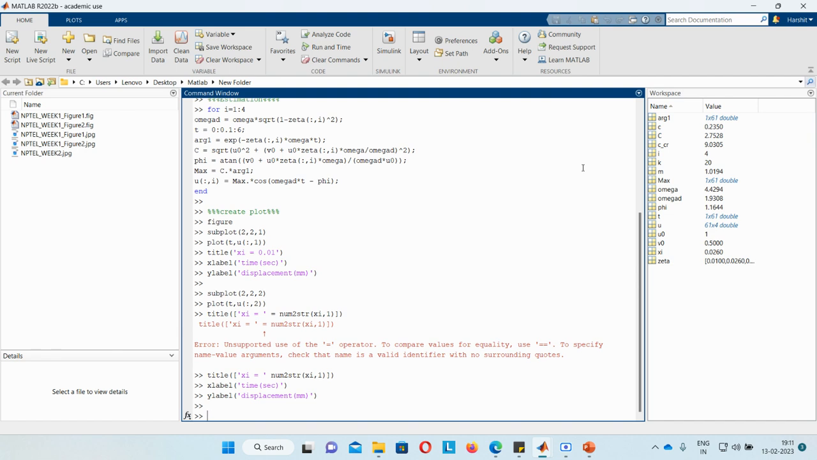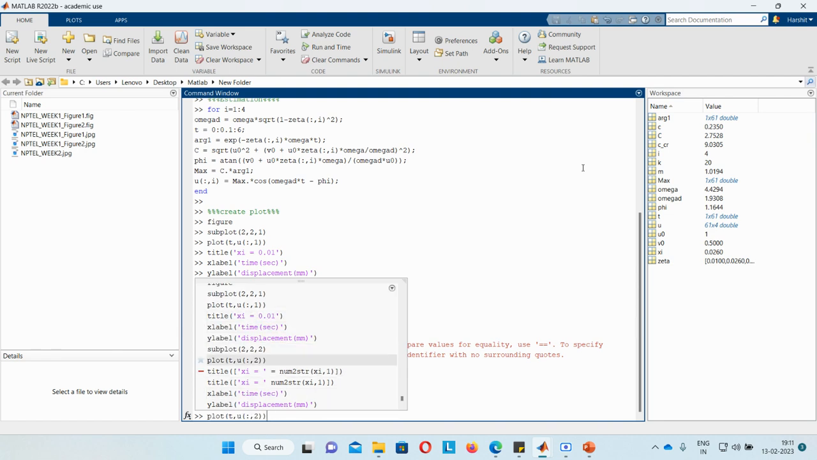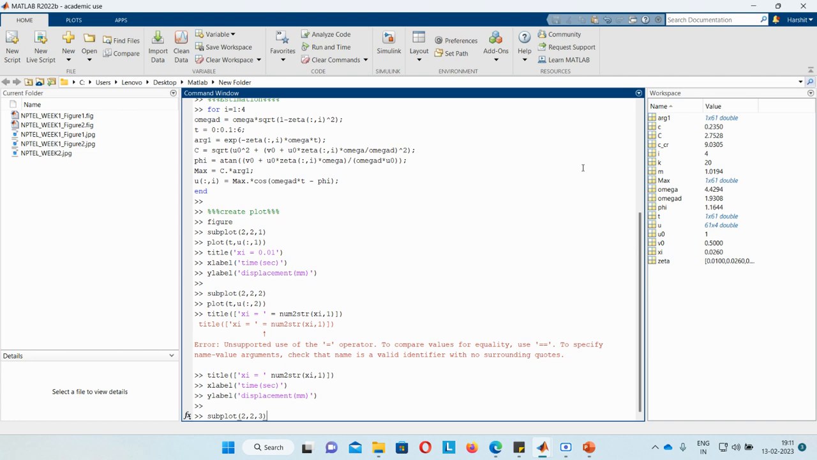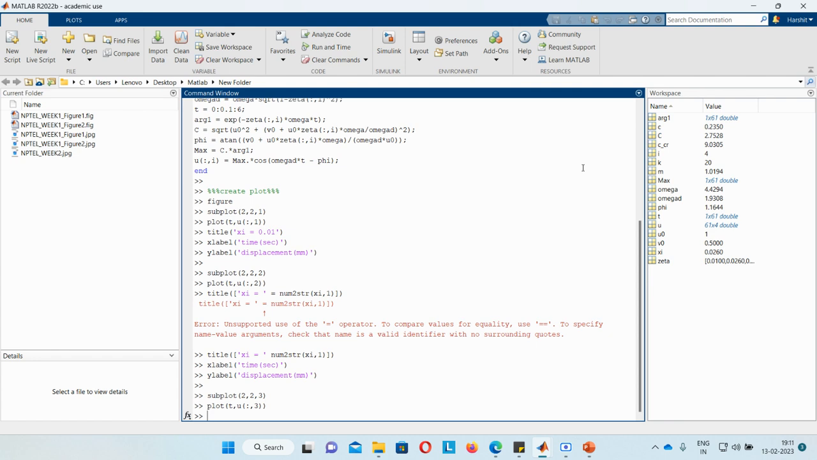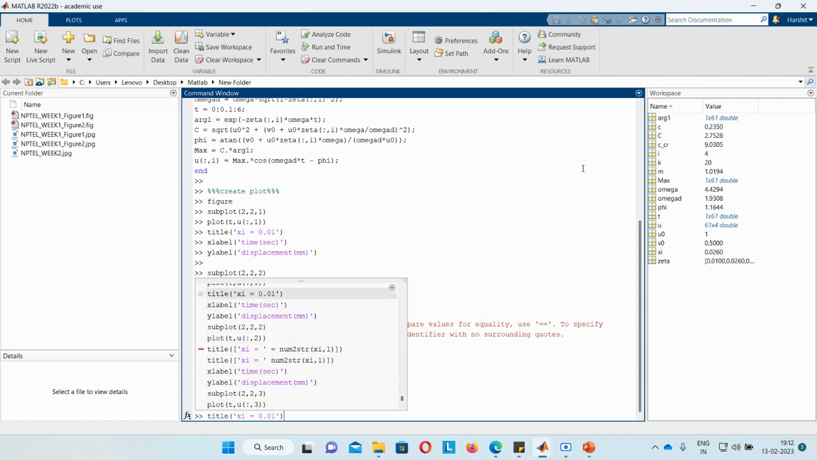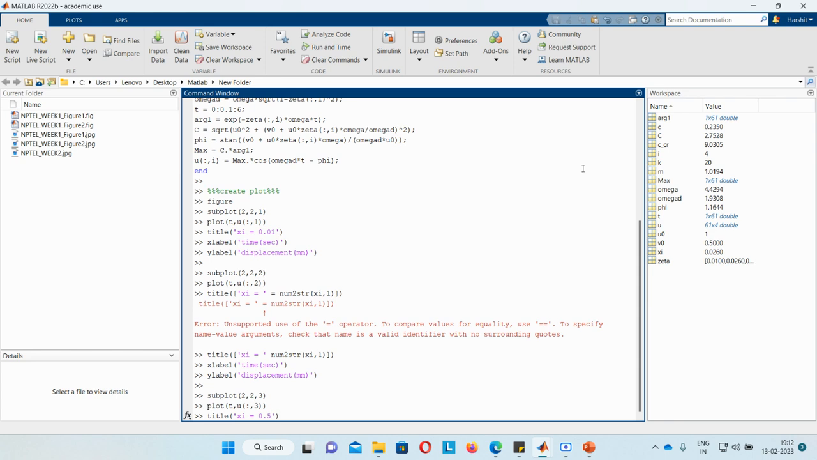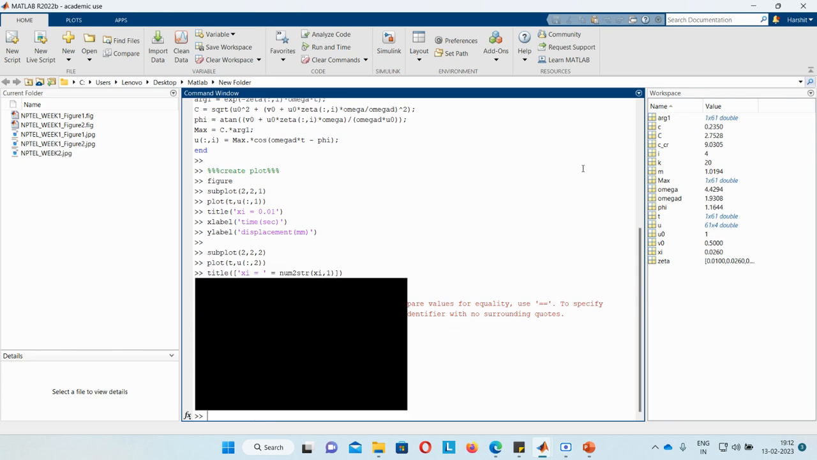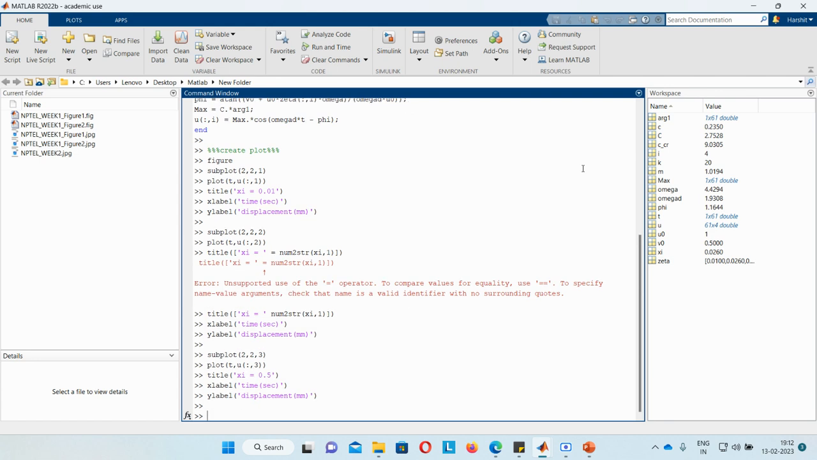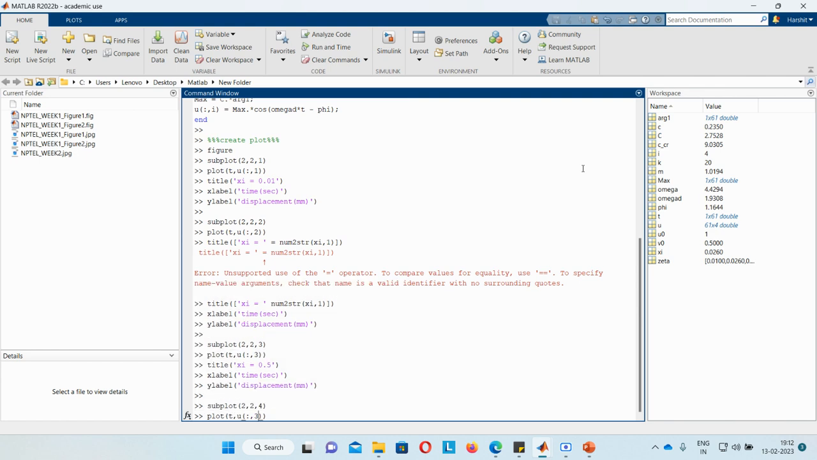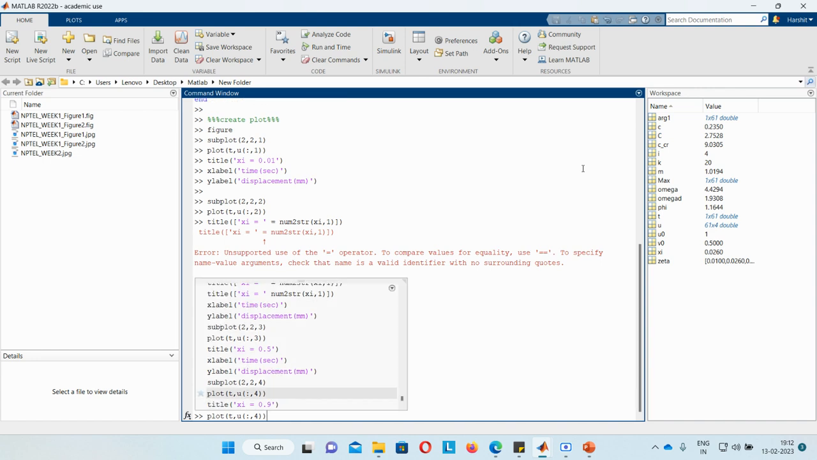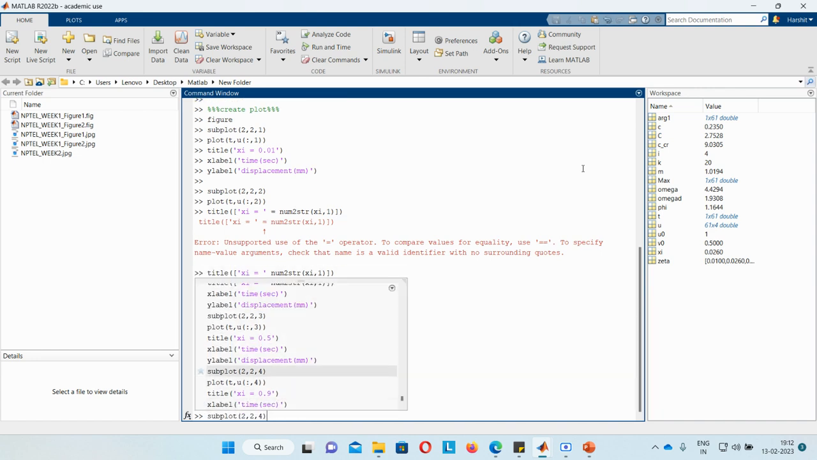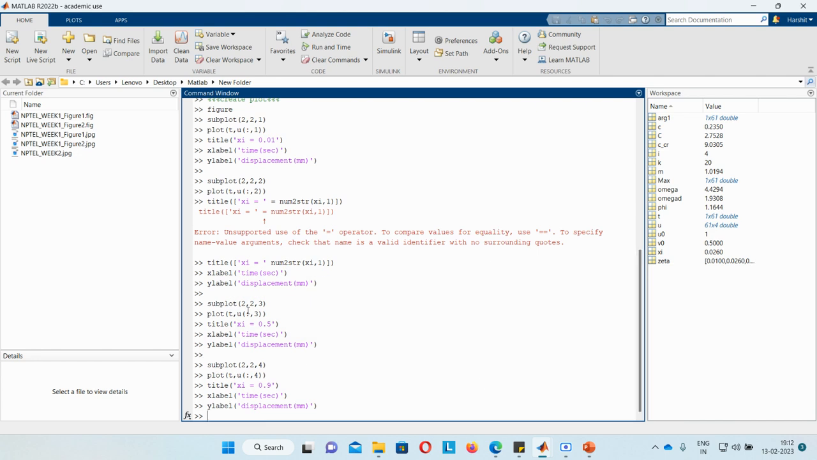Now similarly we'll do for the other two. Subplot 2 comma 2 comma 3. For this we'll plot u of 3. Xi will be this time equal to 0.5. X label will be time, Y label will be displacement, and finally the final plot. Xi is 0.9, x label is defined, y label. So in this way we have defined all the plots.